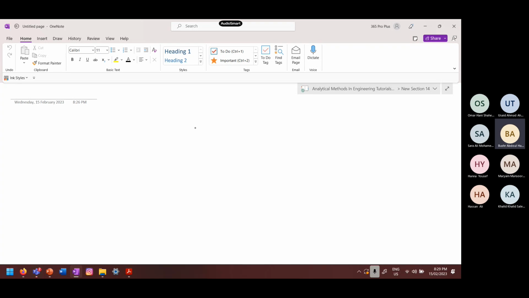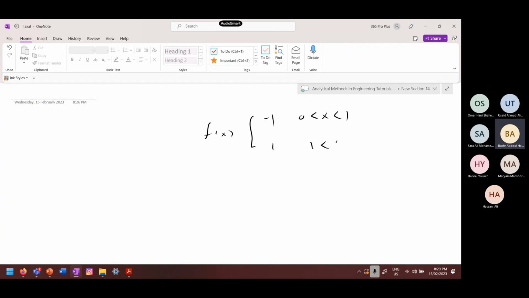You're given this one, f of x. -1 and 1, 0, x, 1, 1, x². How can you determine if this is even or odd by just looking at the function? You need to have a strong imagination. So instead of using your imagination, just draw it. That's it. It'll be easier for you.